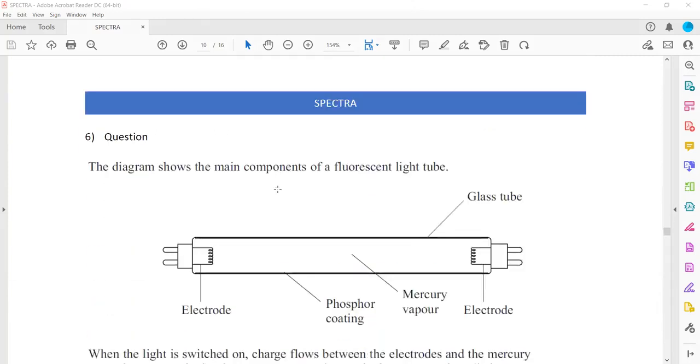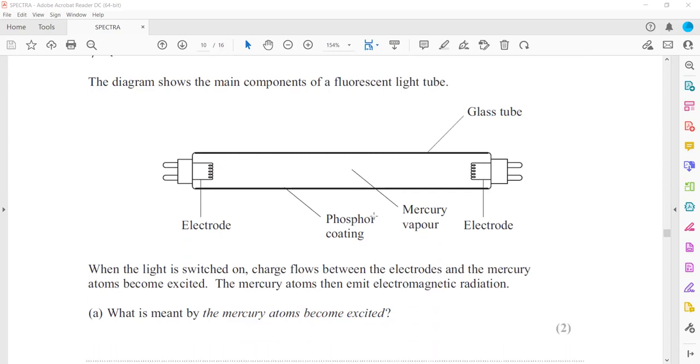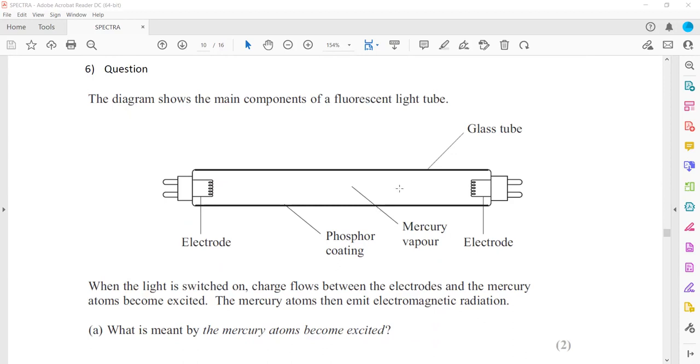Then in question 6, the diagram shows the main components of a fluorescent light tube. There are electrodes, mercury vapor, a phosphor coating, and the two electrodes and the glass tube. When the light is switched on, charge flows between the electrodes and the mercury atoms become excited. Maybe you have seen mercury lamps. That's how mercury lamps work. There are mercury vapors, or mercury atoms.